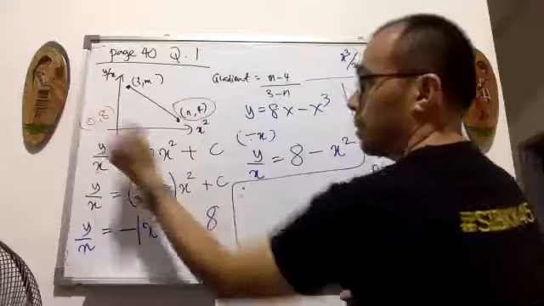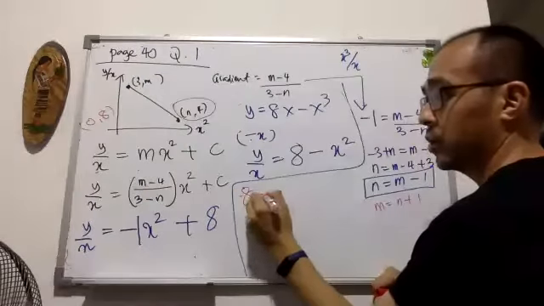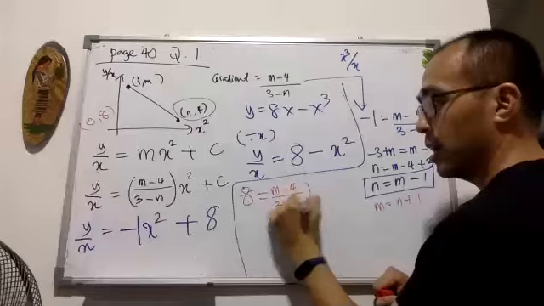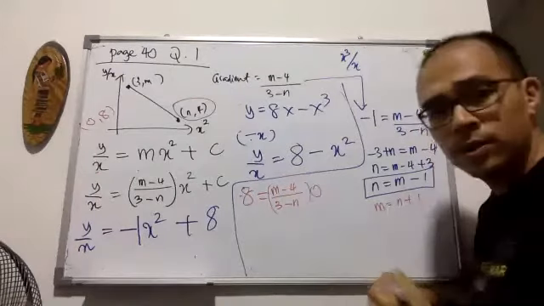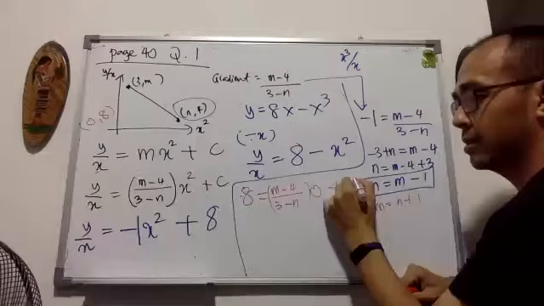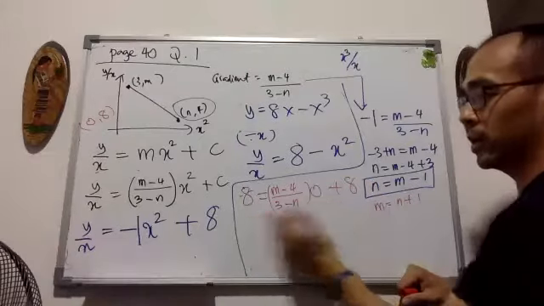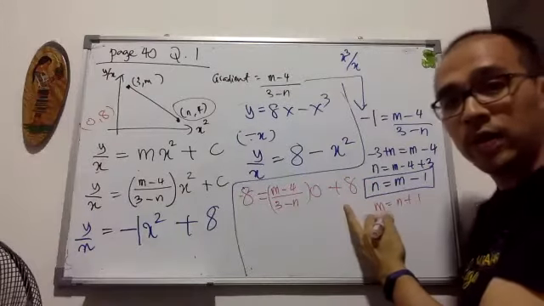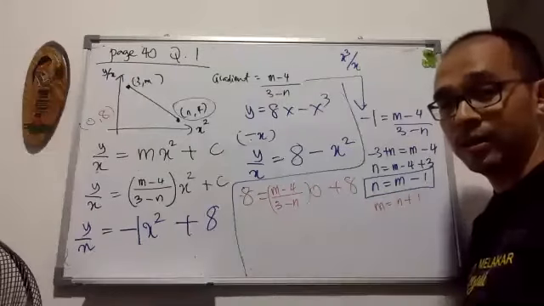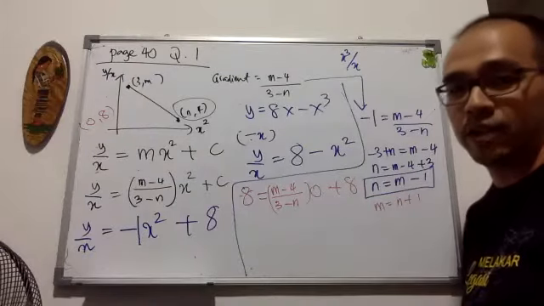0 and 8. So my y over x will be 8 equals to n minus 4 over 3 minus n, but my x will be 0. And then plus 8. But this whole thing times 0 will be 8 equals to 8. So I can't use that. Yeah, I don't think we can use that.